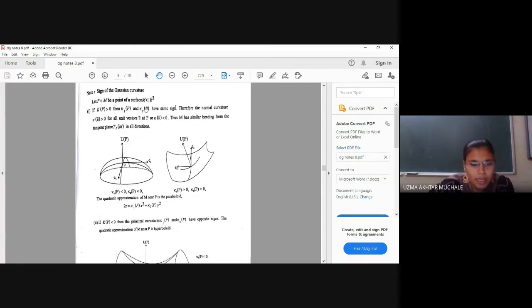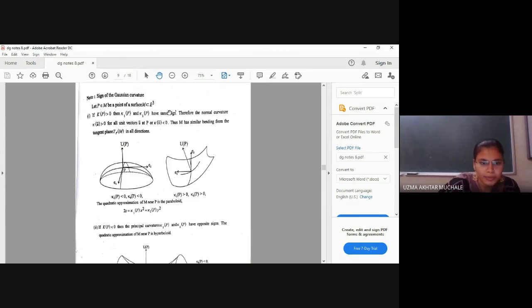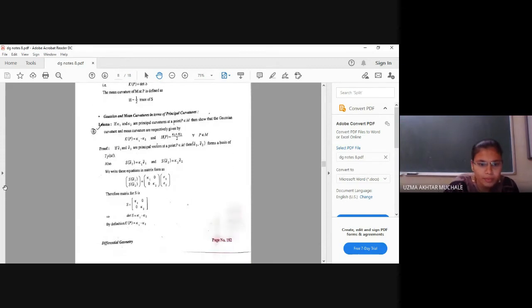Okay. So here again the things are given that we have discussed in the last lecture. What will happen if K of P is greater than 0 or less than 0. So here we have K of P, if it is greater than 0, then K1, K2 have the same sign. You can see here the value of K of P, that is K1 into K2. If they are of the same sign, that is, if K1 is positive, K2 is also positive, the resultant capital K will be positive. That is the Gaussian curvature. And if K1 is negative and K2 is positive, at that time this will be negative. Similarly, if both are negative, obviously your Gaussian curvature will be positive.